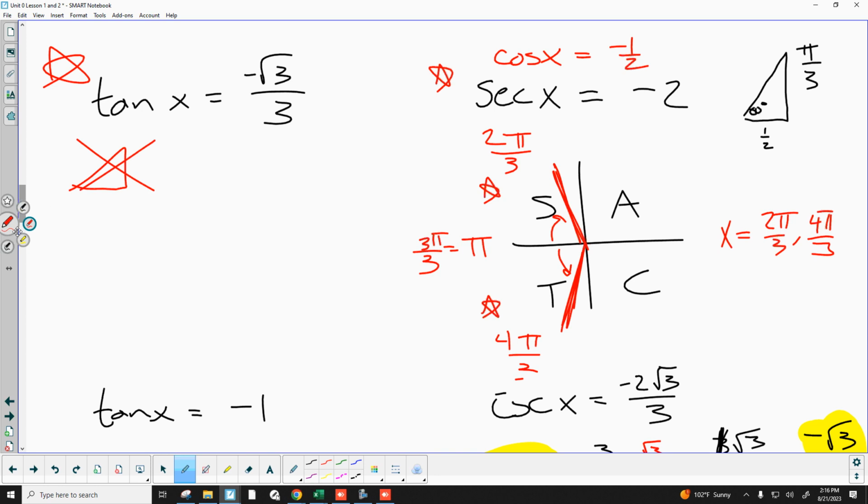You guys figure out, which one is it? Is it the tall or is it the short? Tell your neighbors. Find the locations of the angles. Go. Which one of these two triangles will opposite over adjacent be root 3 over 3? If you don't know, start doing some math.